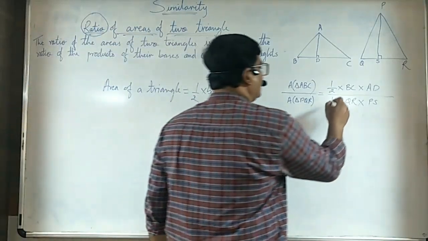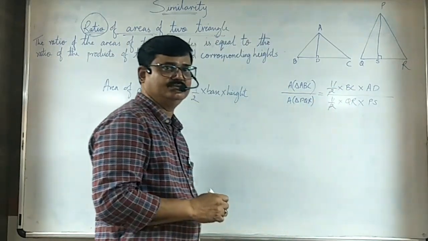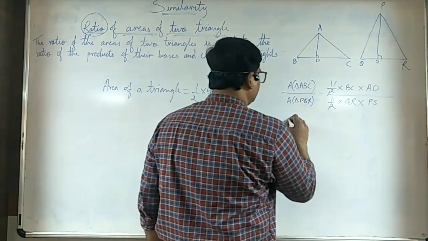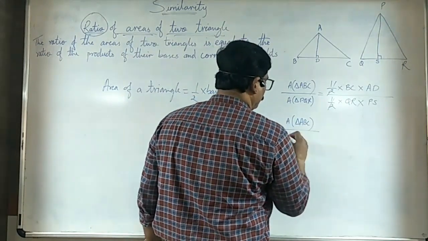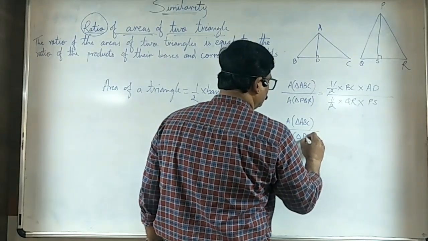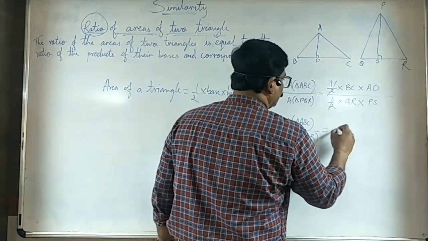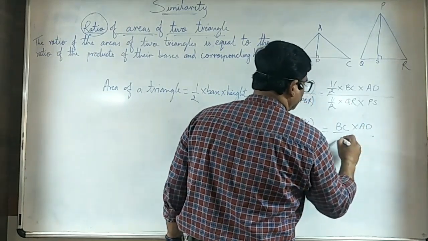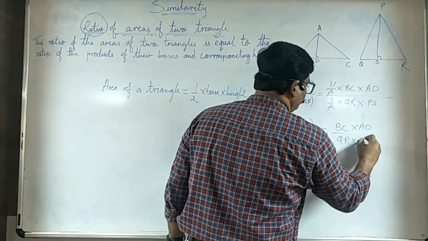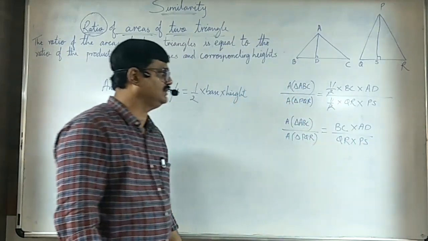Now can you see that over there? I can cut this half into half. Half into half can be cut. So the ratio of the area of triangle ABC upon the area of triangle PQR is equal to, can I write over here, BC into AD upon QR into PS. What is left out is BC into AD upon QR into PS. Can you see that over there?